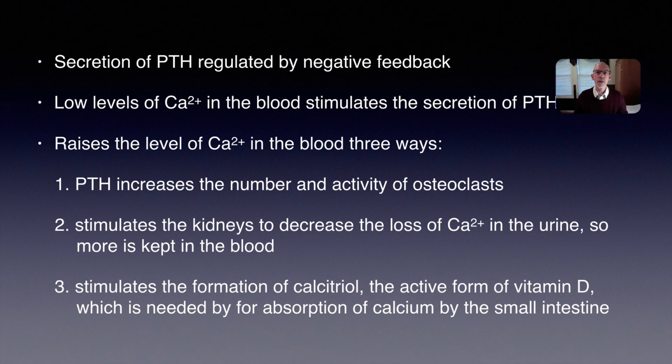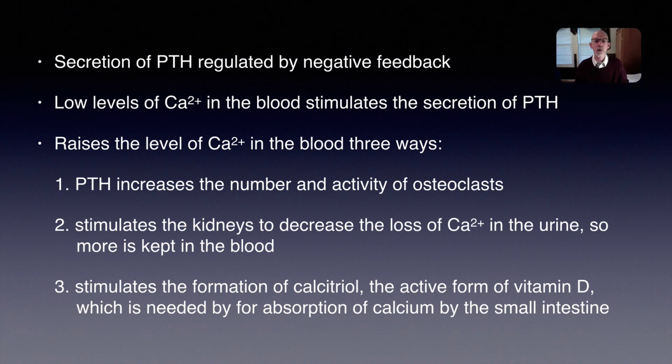And the third way that the parathyroid hormone works is by stimulating the formation of a hormone called calcitriol. This is the active form of vitamin D. The role of vitamin D is to allow for the absorption of calcium out of our food at the site of the small intestine.